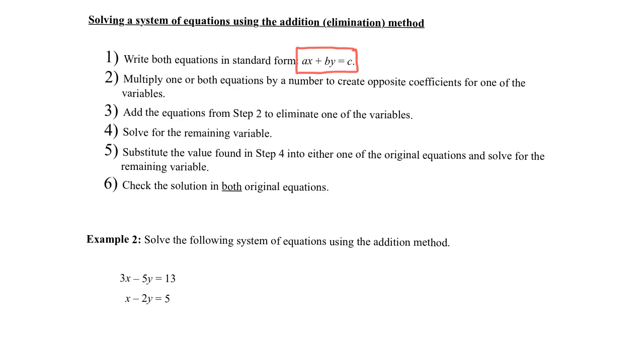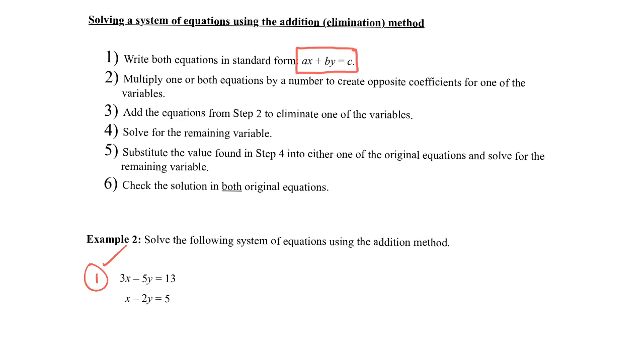So to do this first problem, we look at these two equations. Step one, write both equations in standard form. Well, these are already in standard form, right? x, y equals constant. x, y equals constant. So step one, really, it's already done. There's step one already done. I'm going to check it off. It's already done.